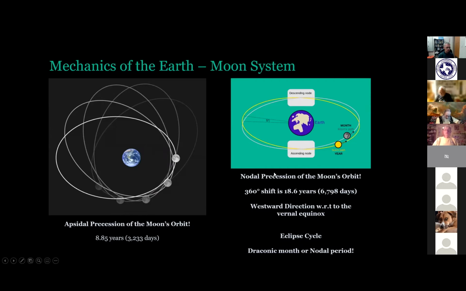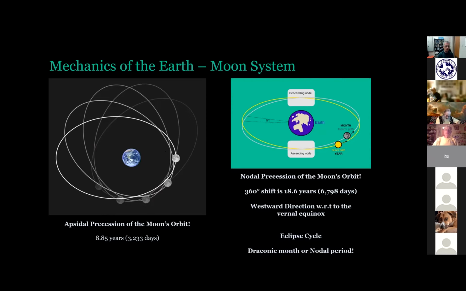Now, the nodal precession, of course, is where the moon's orbit, the line of nodes, crosses the plane of the Earth's orbit. So the moon will ascend. So we have the ascending node as it goes above the plane of the Earth's orbit. And then there's the descending node where the moon goes below the plane of the Earth's orbit. Now, we have to remember it's weird because if we look at the apsidal precession here, the moon's orbit is wobbling counterclockwise around the Earth, and the moon orbits counterclockwise around the Earth. Now, the line of nodes actually shifts clockwise, so it's going the opposite direction.